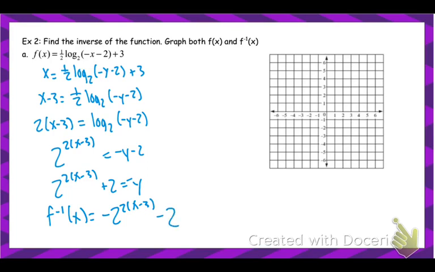And now all I have to do is just graph both of these. Now, it is going to be a little messy with them graphed on the same coordinate plane. I apologize for that. But I do want you guys to see how those are reflections over the y equals x line.